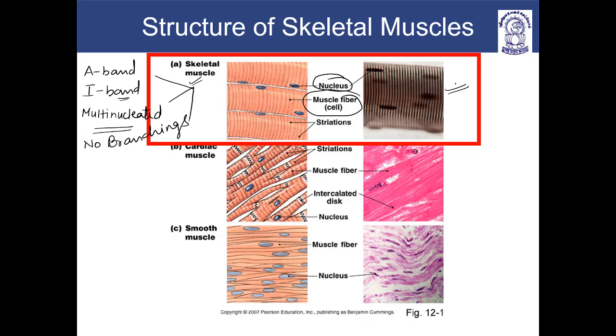Under an electron microscope, a scanning electron microscope, it will look like this. These are the cardiac muscles. In cardiac muscles, you can see the branches. Although they have striations, they have an intercalated disc and branchings. Smooth muscles don't have any striations. So we will talk about the skeletal muscles in this module first.